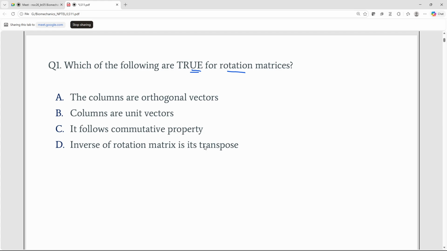Try to answer the question by yourself before we discuss the solution. Try to find the correct statements from these four statements. There can be more than one correct statement also.